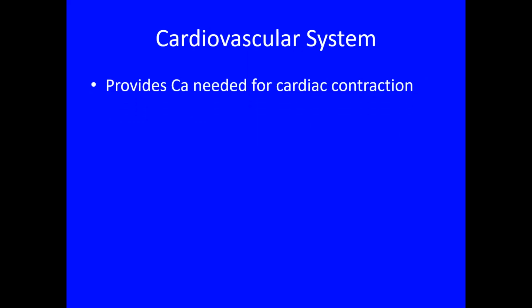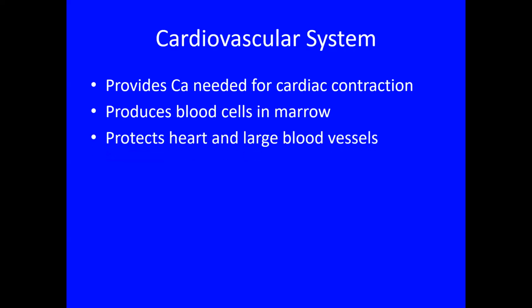With the cardiovascular system, obviously there's calcium that is needed for cardiac contraction, because the heart is a muscle just like any other muscle. And it also helps to produce blood cells that provide our blood volume within the marrow. So red bone marrow obviously is the site of red blood cell production. And then probably most importantly, the heart and the largest blood vessels, so the aorta and the superior and inferior vena cava, are protected by the skeletal system.